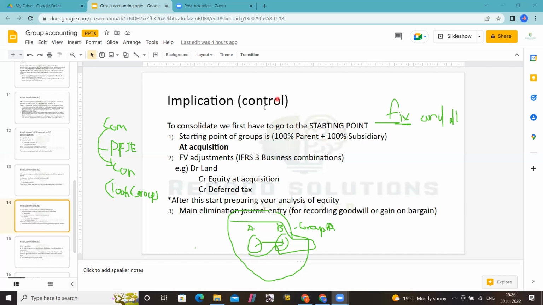And then after these journal entries, the next set of journal entries you have are called the main elimination journal entry. So it is the main elimination journal entry.